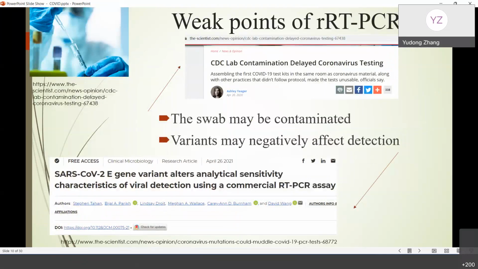What are the weak points of the viral test? The weak point is that the swab may be contaminated. There was news released on scientist.com that says CDC lab contamination delayed coronavirus testing. Also, contamination will reduce sensitivity and specificity, and the variants may negatively affect the detection.